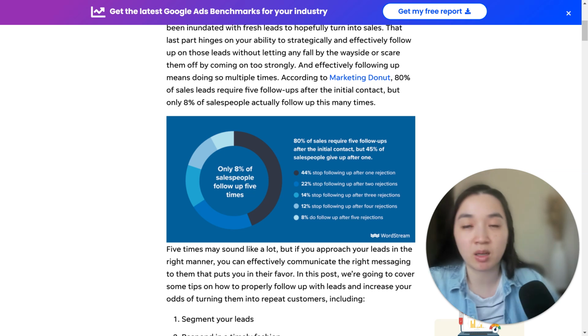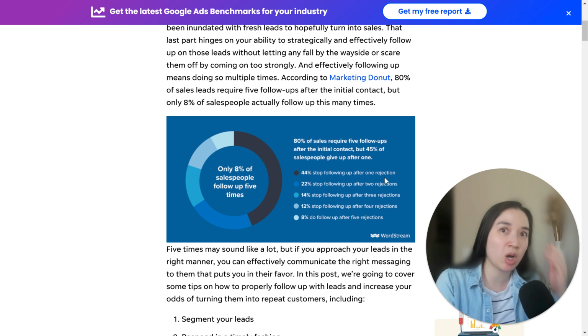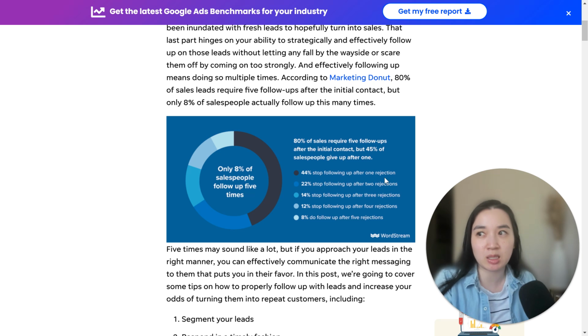And this infographic here shows 44% of people stop following up after 1 rejection, and so forth. So most people, like half of the people that responded to this survey, stop following up after 1 rejection. Now I'm wondering what they mean by rejection. Is it a rejection where someone says no, they're not interested? Or is it someone that may not have even answered their phone? My guess is it's probably someone that didn't answer their phone or email.